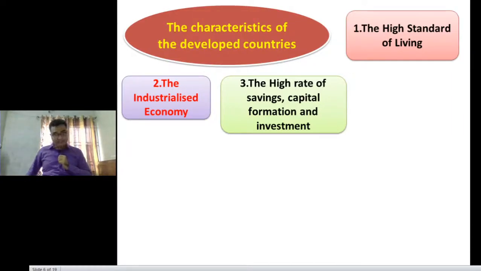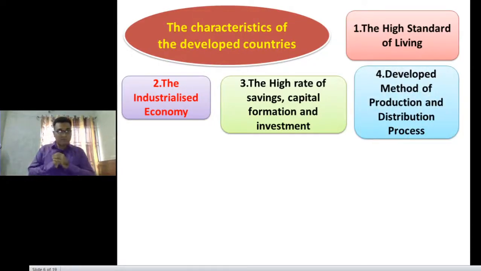The next characteristic is developed methods of production and distribution process. Dear students, in this type of countries we can see that the production method is very developed, very modern, and the distribution of goods and services is very modern because they use modern technologies in the production system and in their distribution process. So this is one of the characteristics of the developed countries.